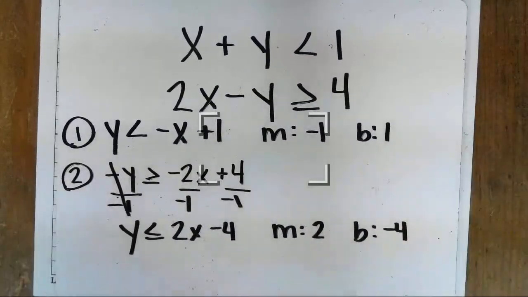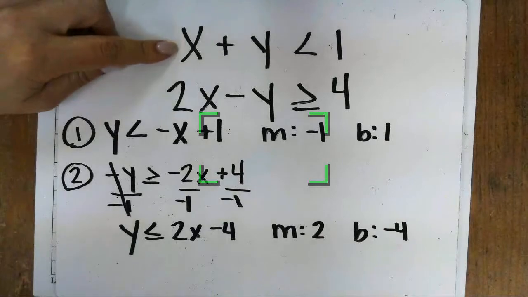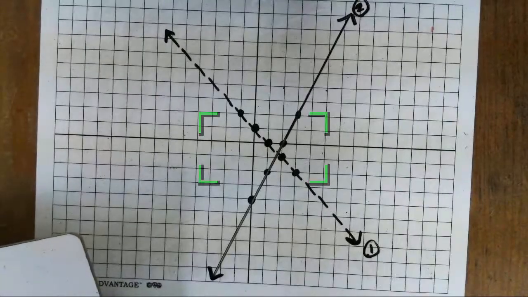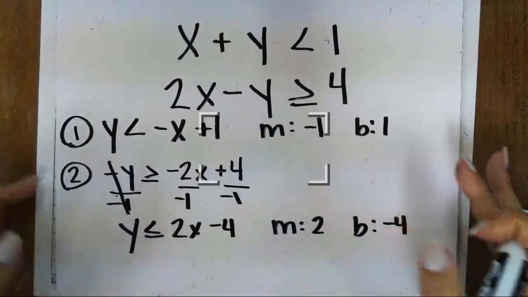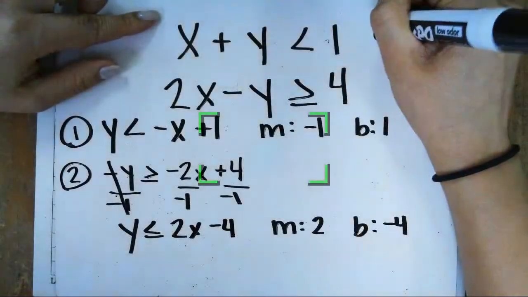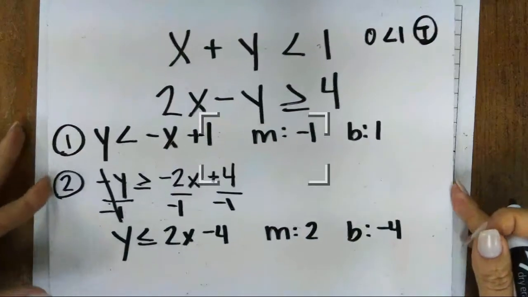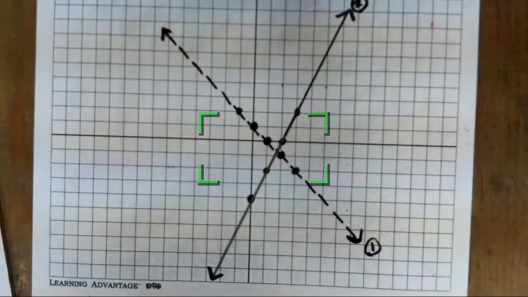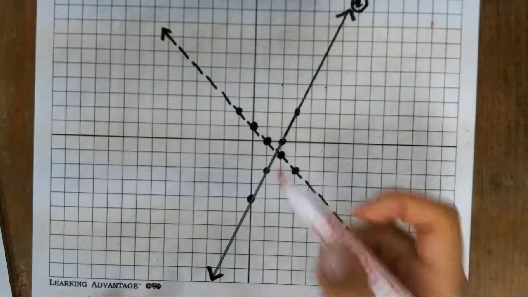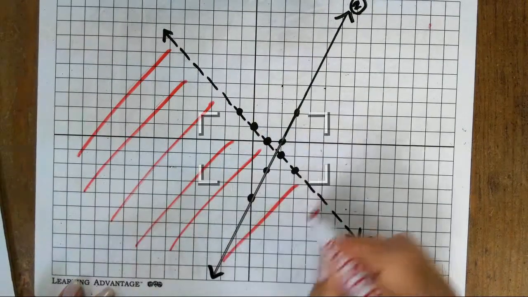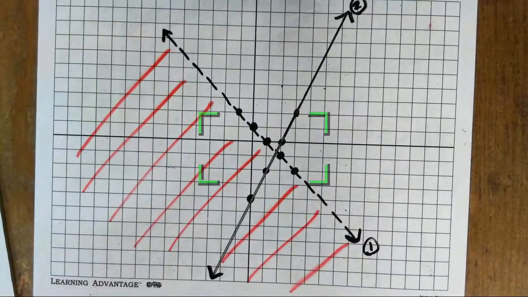Now I need to come back here and look to see where I'm going to shade. So for my first line, neither one of these lines is crossing through the origin, so I can use the origin as my test point. When I substitute 0, 0 into here, I get 0 is less than 1, and that's a true statement. So I'm going to shade in the direction of my 0, 0. So line 1 is going to shade downward.